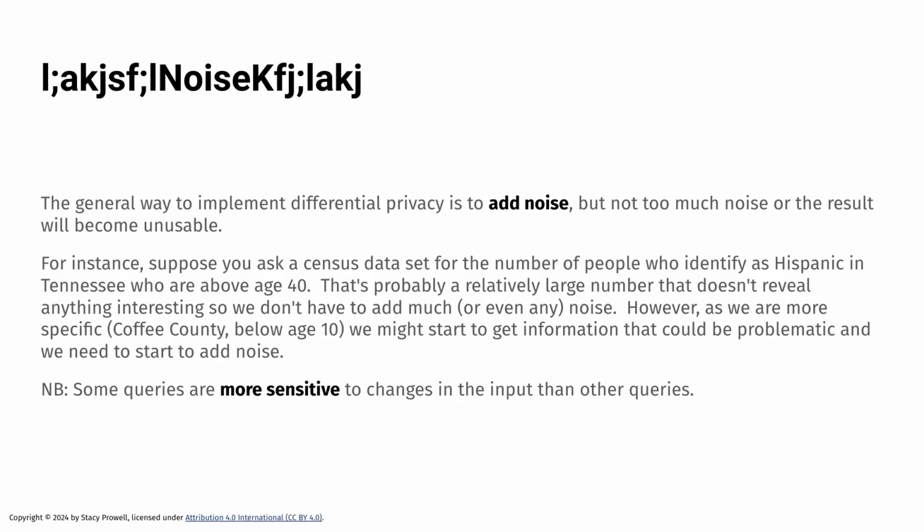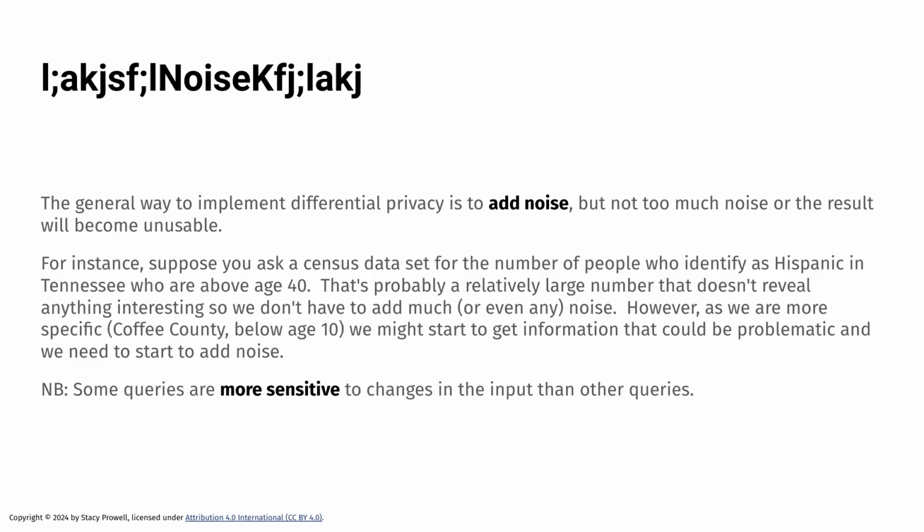The general way we implement differential privacy is just what you saw. We add some random noise. We can't add too much noise, or the result won't be usable by an analyst anymore. But we can add a fair amount of noise. And that depends on a couple of things. It depends on the data set, and it depends on the query.